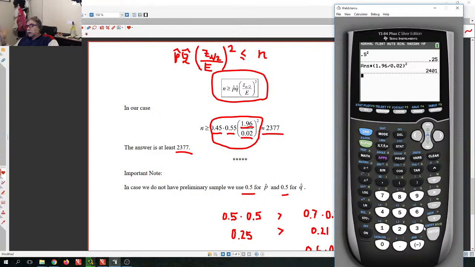So without a preliminary sample, I still know I need to have a little more than 2,400 people in my poll to be able to claim a population proportion estimate with a margin of error, or give or take, less than 2%. That would happen.